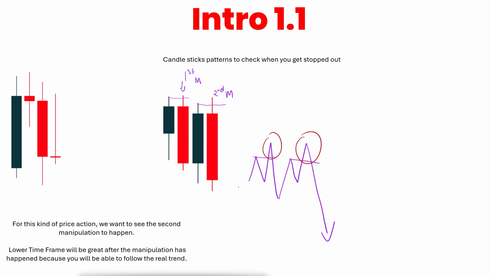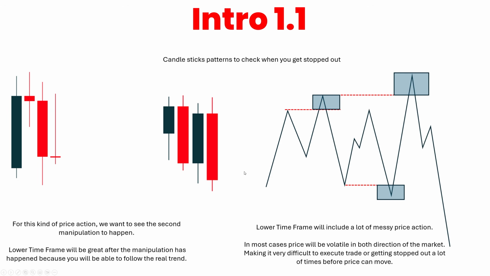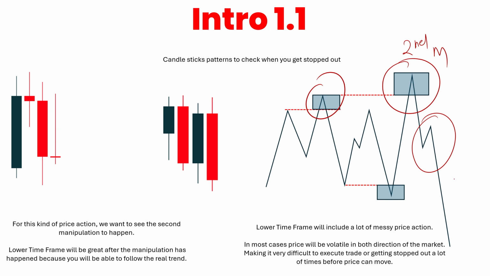So moving forward guys, we will do something like this. The market will look something like this, especially in the lower time frame. You will see that we have a lot of manipulation levels here. So what we need is to wait for the second manipulation, and then we'll be looking to enter the market right here sometimes, but it doesn't always work like that.